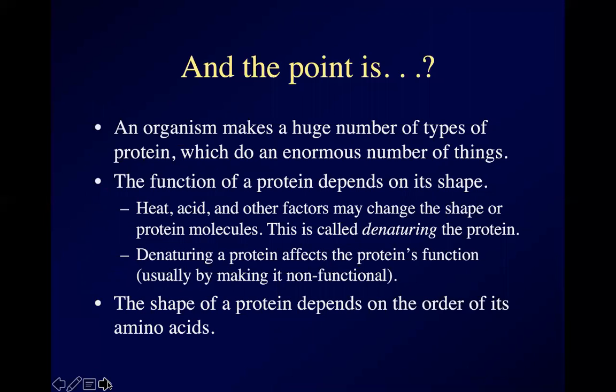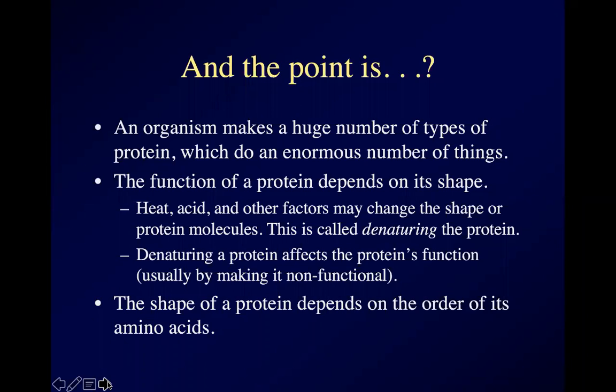Anyway, so that was my attempt to try to take all of this stuff and tie it into something you might see. Every living thing makes a ridiculously large number of proteins. You make something on the order of 25,000. I forget the exact number. Different cells in your body make different proteins. Proteins do a ridiculously large number of things. Proteins work because they take on a shape, and the shape of a protein depends on the order of the amino acids.